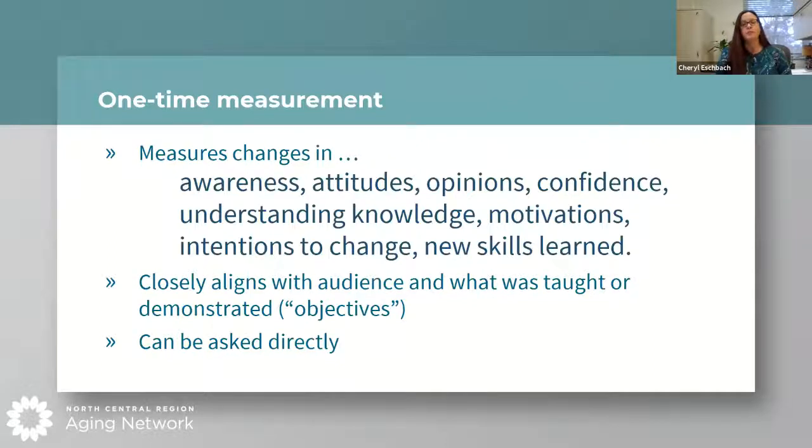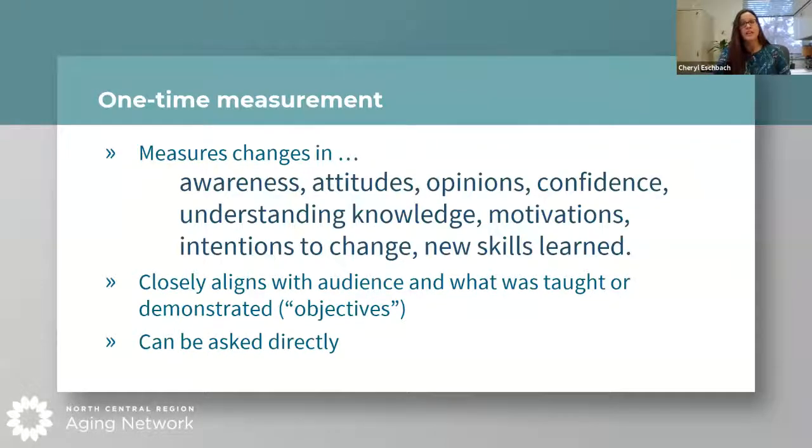These are all self-reported changes based on the information they were just given. And when you do a one-time measurement, you really want to be careful you understand your audience. What are the literacy levels of the audience when you write your questions? What's the attention span? And then also that balance between how much education you just provided and how long is that one-time measurement evaluation you do at the end of the program, right?